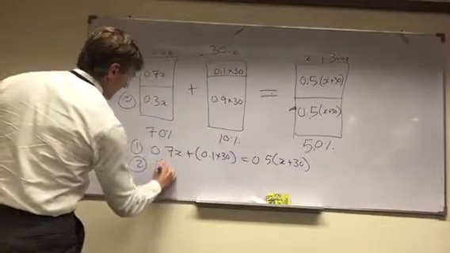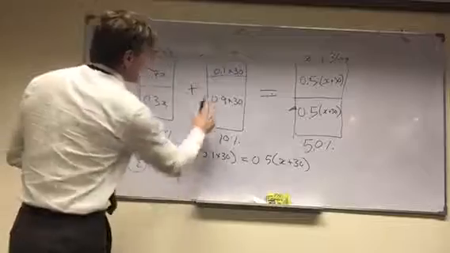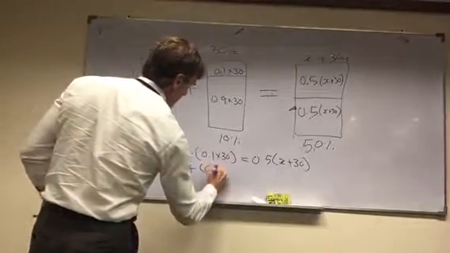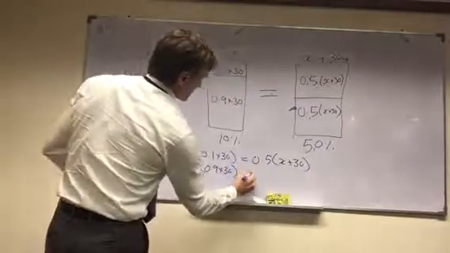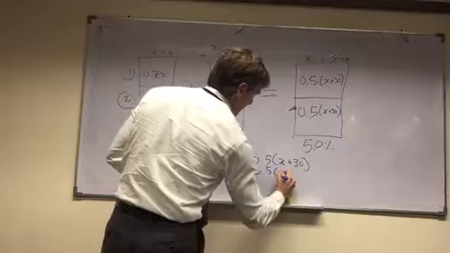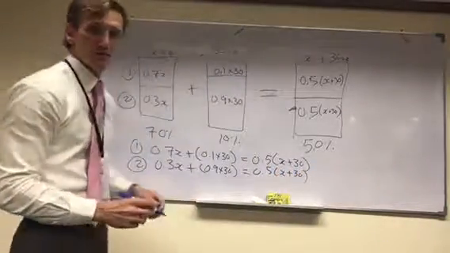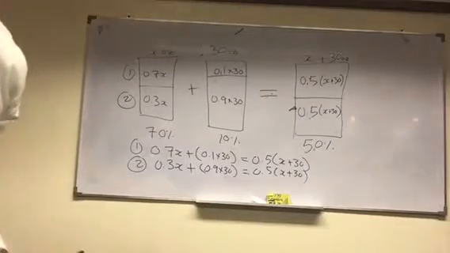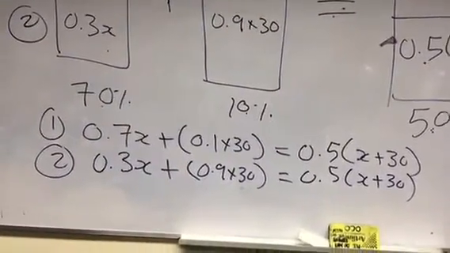This is 0.3x plus 0.9 times 30 equals 0.5x plus 30. So, take a look at that bottom there. Okay, and you notice something.